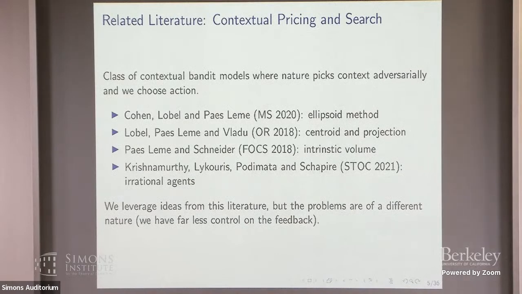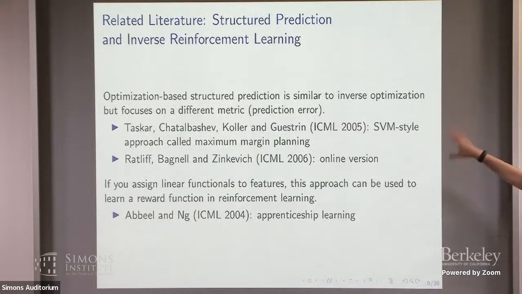There's also a literature on contextual pricing and contextual search. Hara is going to be presenting about this stuff later on. We're going to leverage some of the techniques from this literature, but I'm going to argue that the problem's actually quite different because you have a lot less knowledge about the problem than here. And there's also a big literature in CS on inverse reinforcement learning, structured predictions.